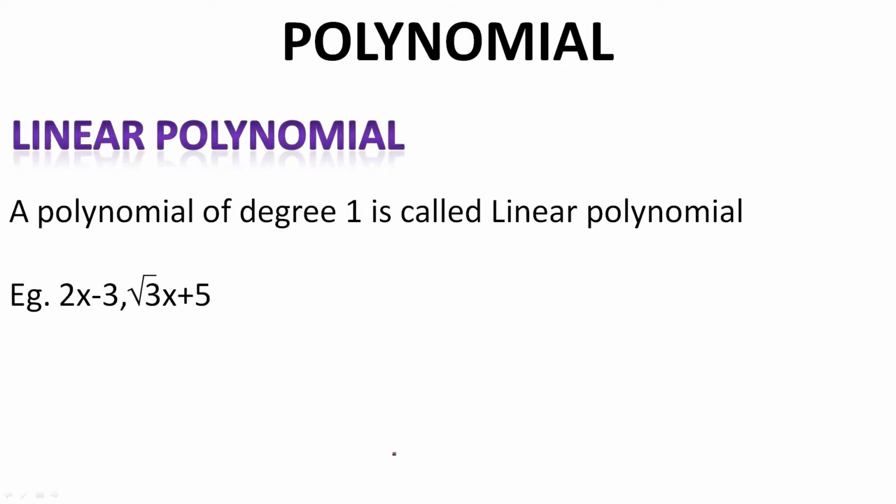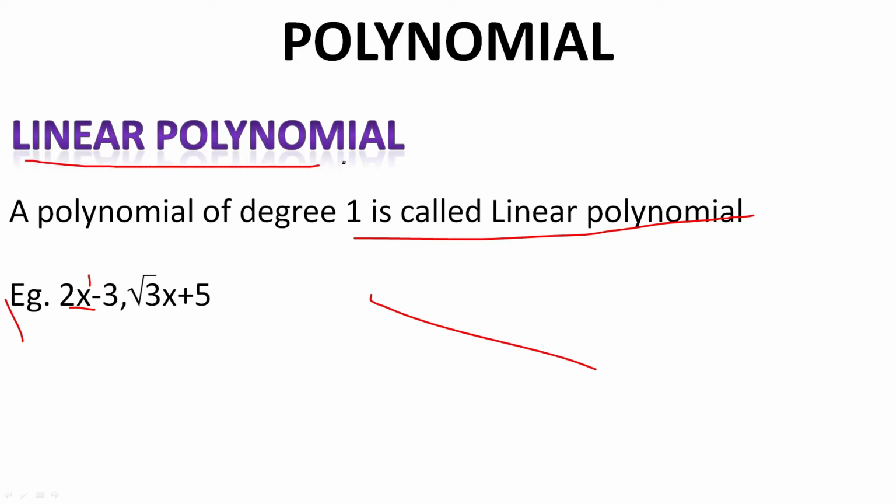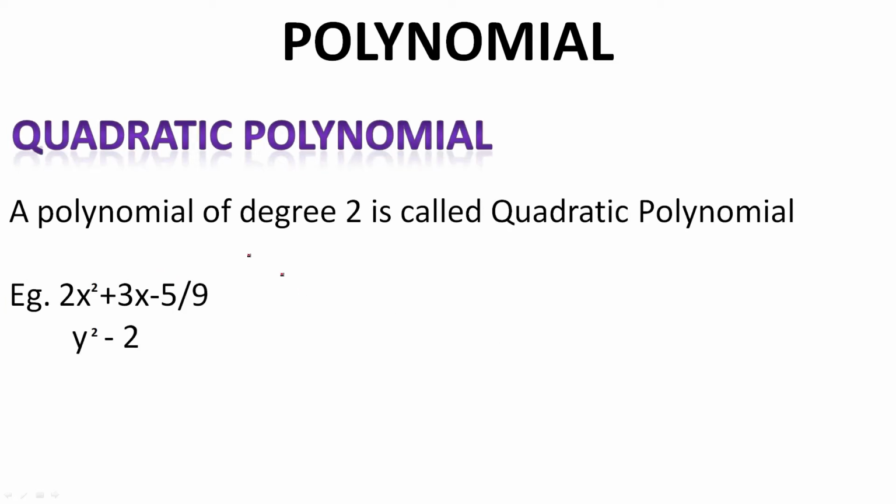Linear polynomial: a polynomial of degree 1 is called a linear polynomial. Example, 2x - 3, the degree is 1, so it is called a linear polynomial. Here √3x + 5, the degree is 1, so it is a linear polynomial. Second, coming to quadratic polynomial.